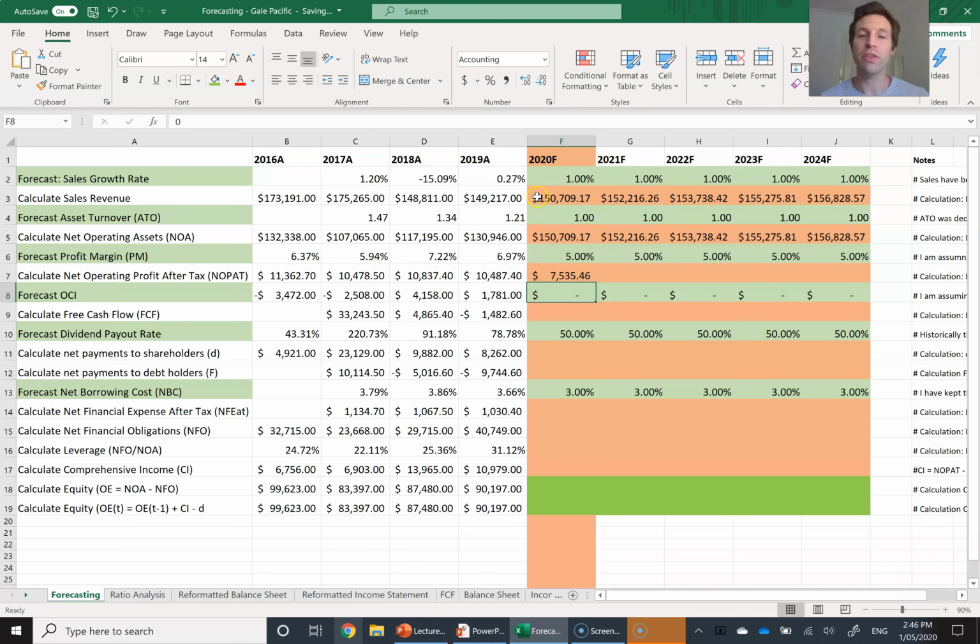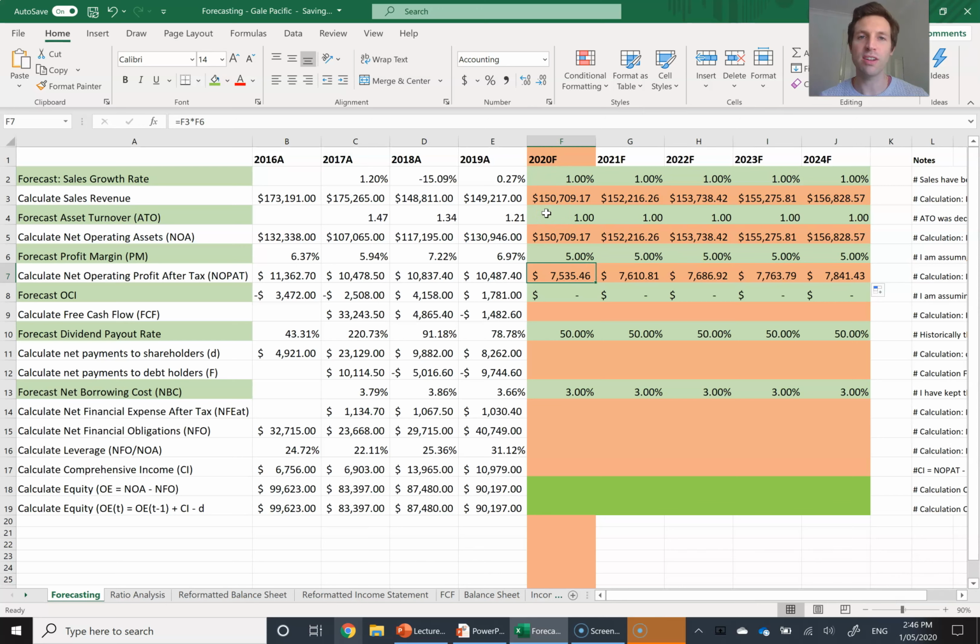If I sell $150,000 worth of goods and I earn a 5% profit margin, I'm going to be left with $7,535 in net operating profits after tax. I drag this along to get my NOPAT for each of the years. And up to this point now, I have finished doing my operating forecasts.